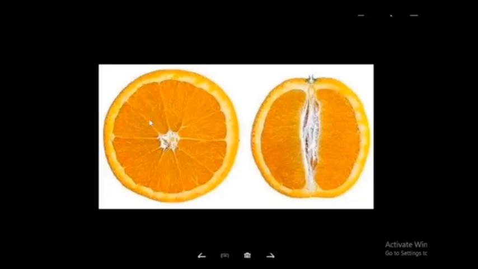Now, this is a transverse cut. When it is cut from left to right, it is transverse. But when it is cut from top to bottom like this one here, it is a longitudinal cut. That is what this particular specimen looks like.